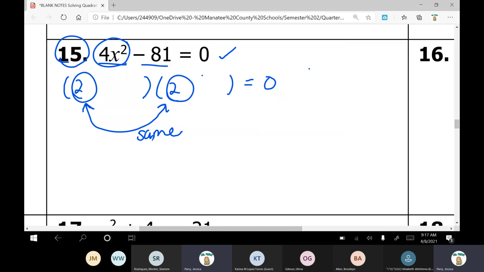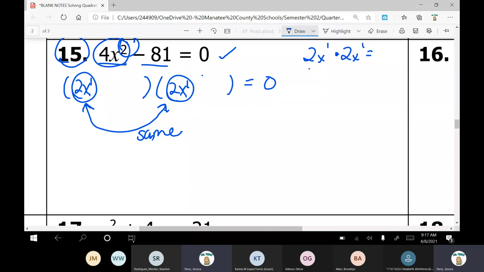So remember, when you're taking the square root of a variable with an exponent, all you do is take that variable, put it in both spots, and then cut the exponent in half. We divide our exponent of 2 by 2, so both of them have an exponent of 1. Because if you were to multiply 2x to the power of 1 times 2x to the power of 1, you get 4x, and then you add your exponents to the power of 2. Okay, so there's our first one.